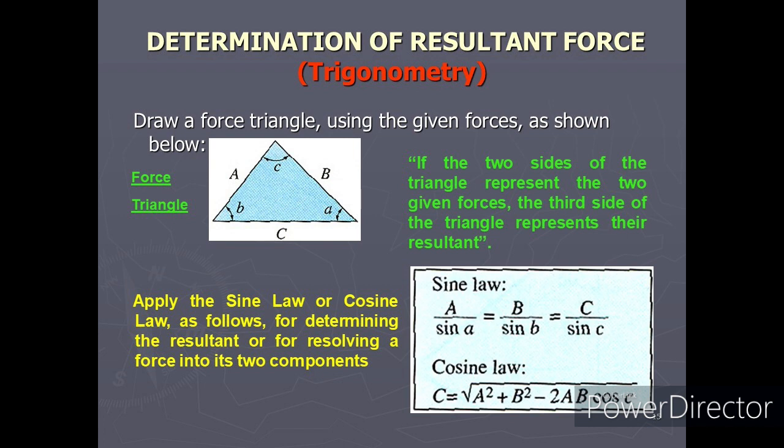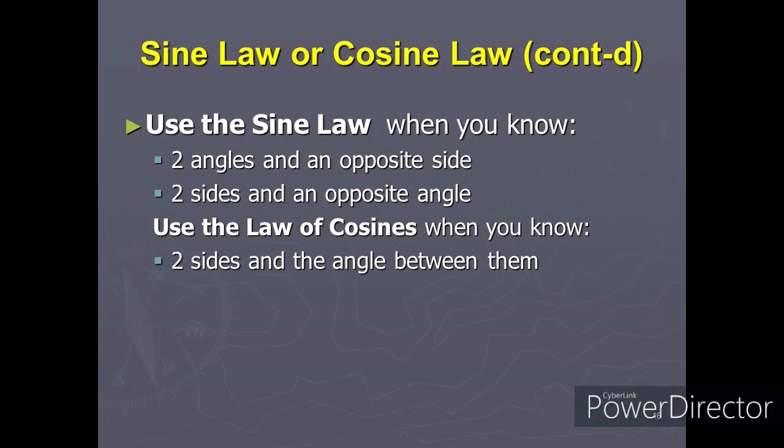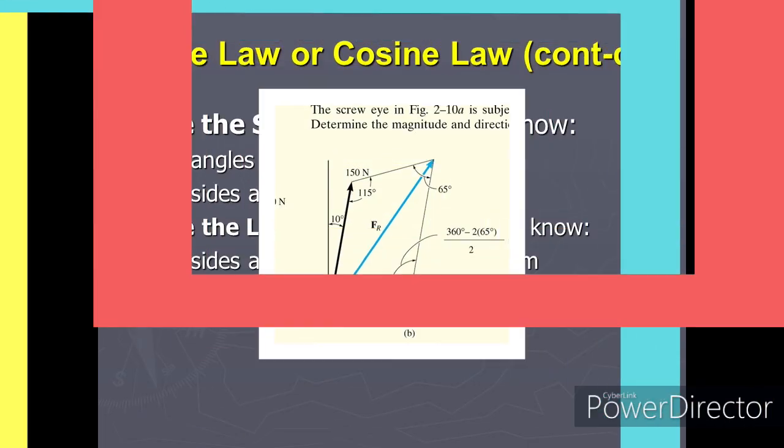Now, these are some tips. Use the sine law when you know two angles and an opposite side, or two sides and an opposite angle. Use the cosine law when you know two sides and the angle between them. I'm pretty sure we all know this. You have cos C here: c squared equals a squared plus b squared minus 2ab cos C.